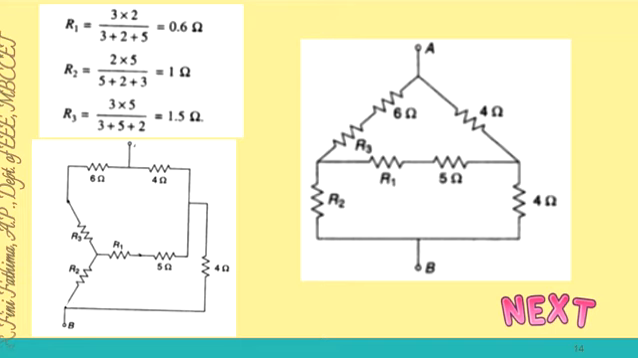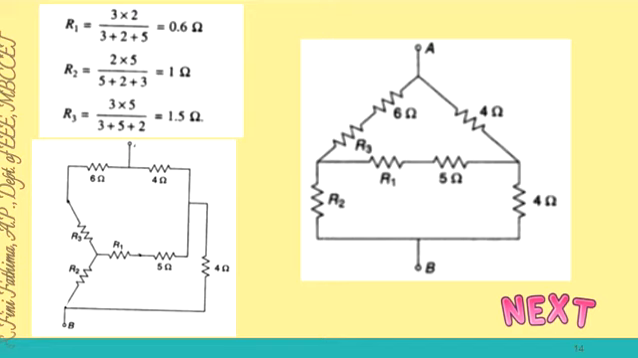From this we can see that R3 and 6 are in series. R1 and 5 are in series. And there is a 4 ohm, 4 ohm. And we have drawn R2 and 4. The same R2 and 4 we have taken.